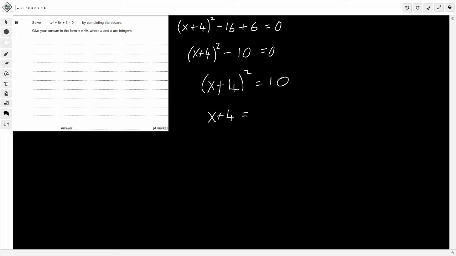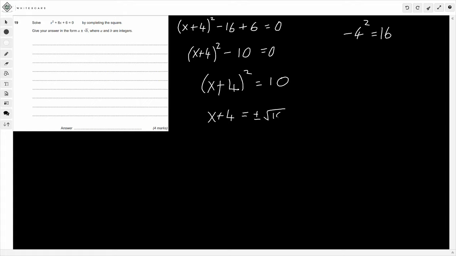Now, when you take the square root of a positive number, remember, we have two terms. We have the positive and the negative. So, for example, the square root of 16 could be positive 4 or minus 4. Because if you do minus 4 squared, that will give you 16. Minus 4 times minus 4 is 16. So, in this case, we need to take the plus or minus square root.